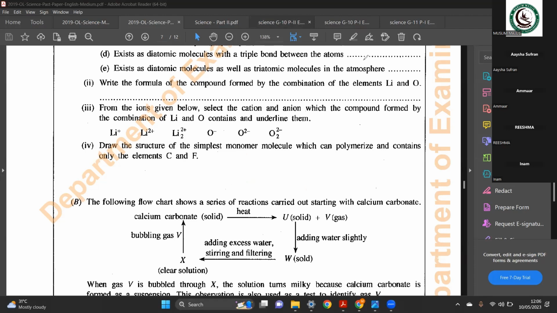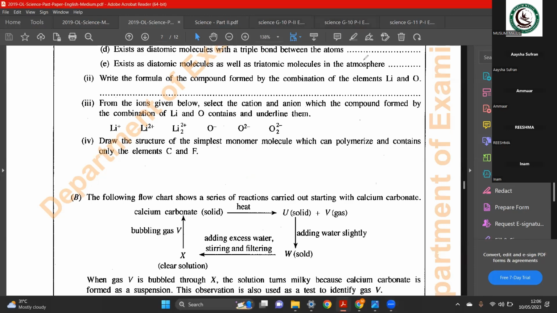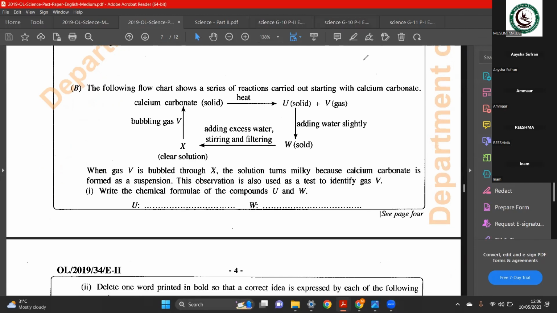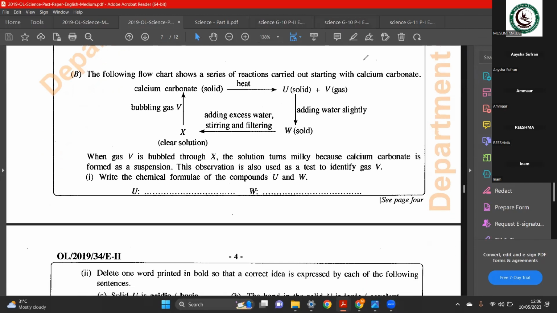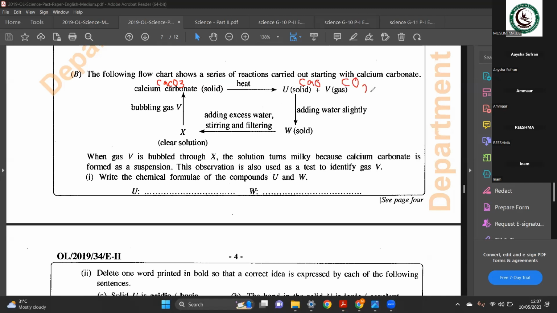Then they have given you the following flow chart that shows a series of reactions carried out starting with calcium carbonate. So they heat it, you will get your solid U and gas V. This is a very common reaction, so I would suggest you please keep that in mind. When calcium carbonate, CaCO3, is heated, it forms calcium oxide solid and carbon dioxide gas. Very common reaction, crops up a lot in your syllabus. So please keep that in mind.